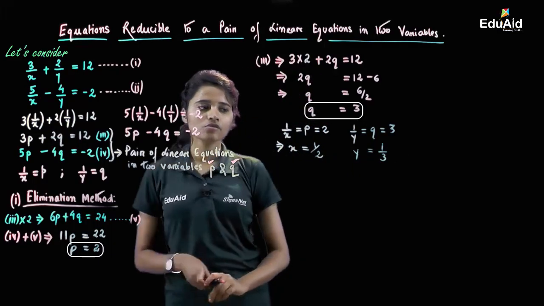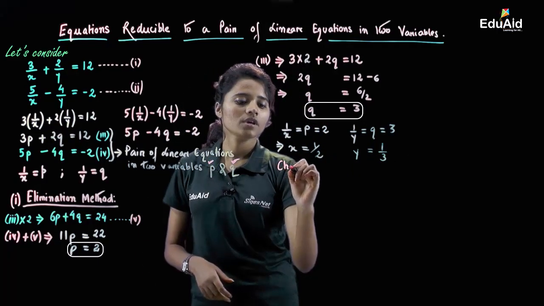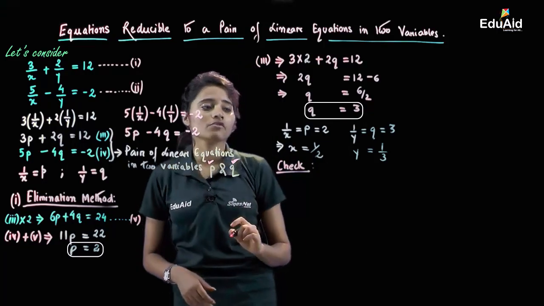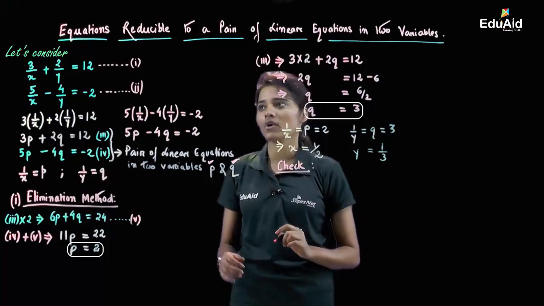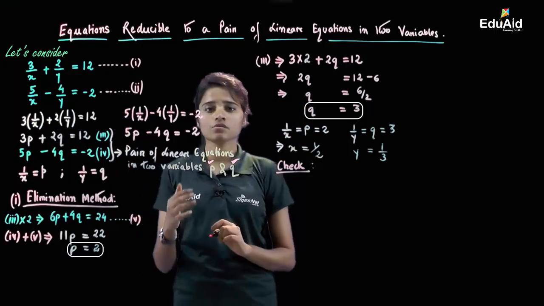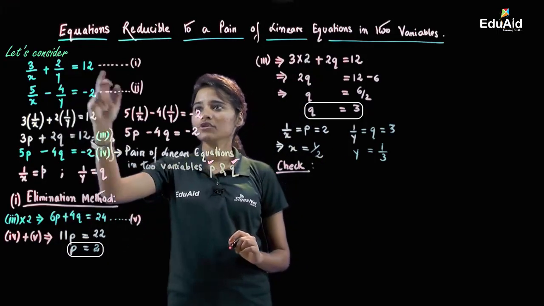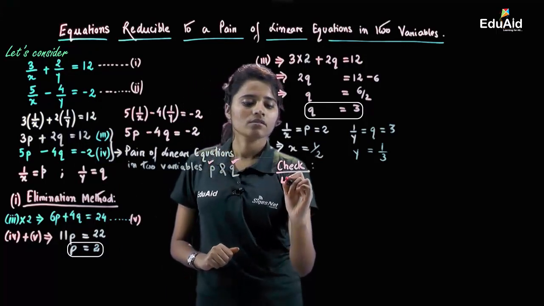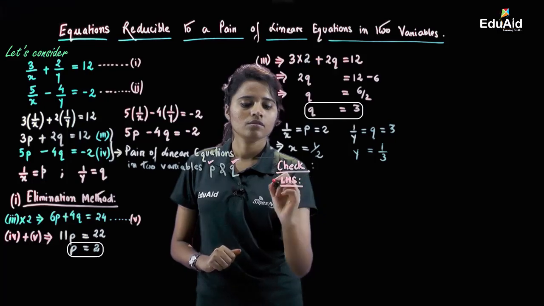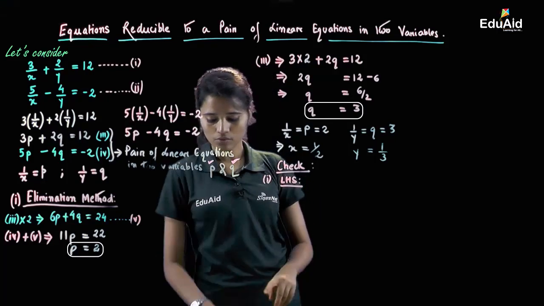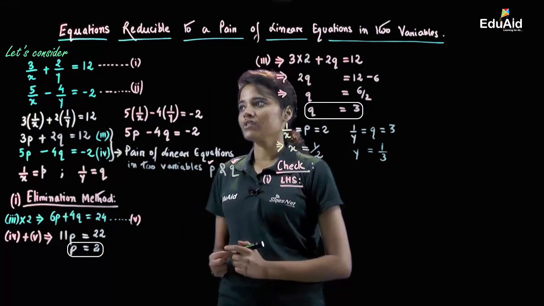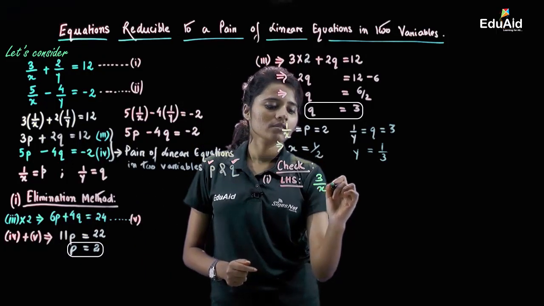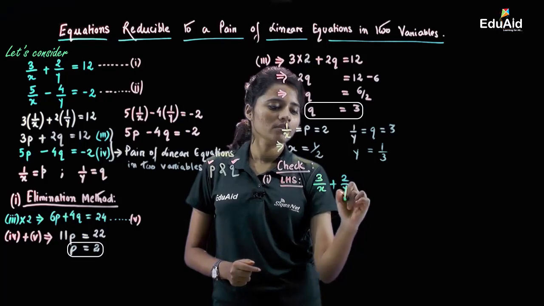Now, we have to check whether the answers we have got are correct or not. For that purpose, we are going to substitute the values of x and y in either equation 1 or equation 2. Let me choose equation 1. So, the left hand side is 3 by x plus 2 by y.